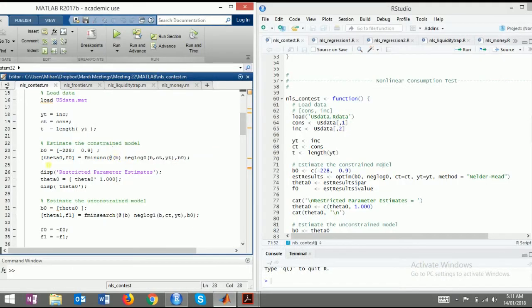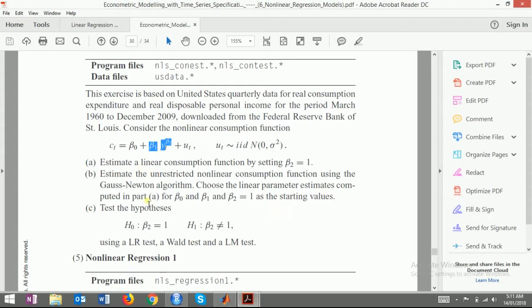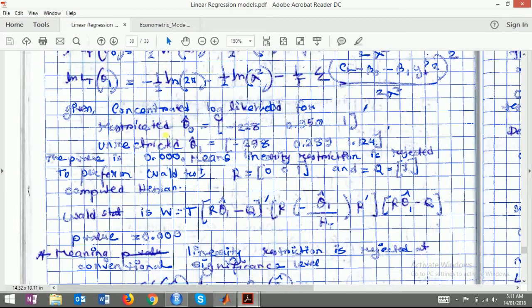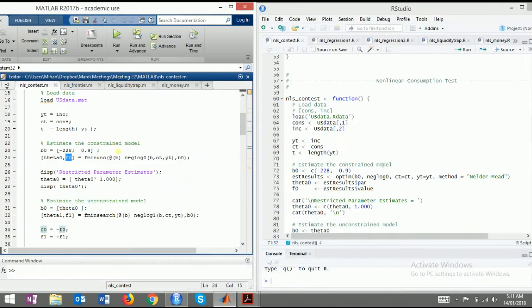So we want theta naught to estimate, and also the log likelihood function's value. Yeah, we want this and the value of this. So fn at neg log naught, which is the constraint model with ct and yt, just calling the function, and this is the initialization beta naught, initializing the optimization.